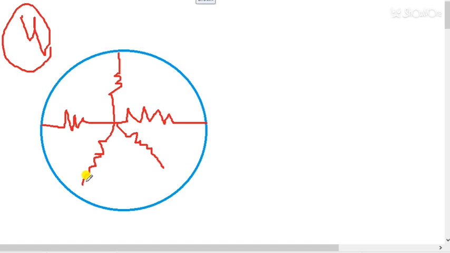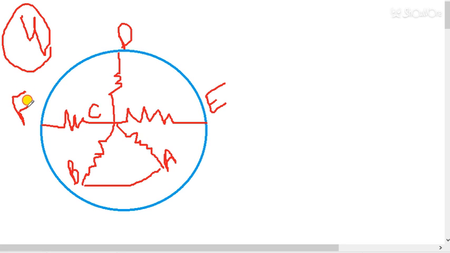So here I have connected it and it has a resistance, point A, B, this is point C, D, E and F here. So marking again, this is the resistance R, this is the resistance R, this is also R, this is R, and this will be also R.